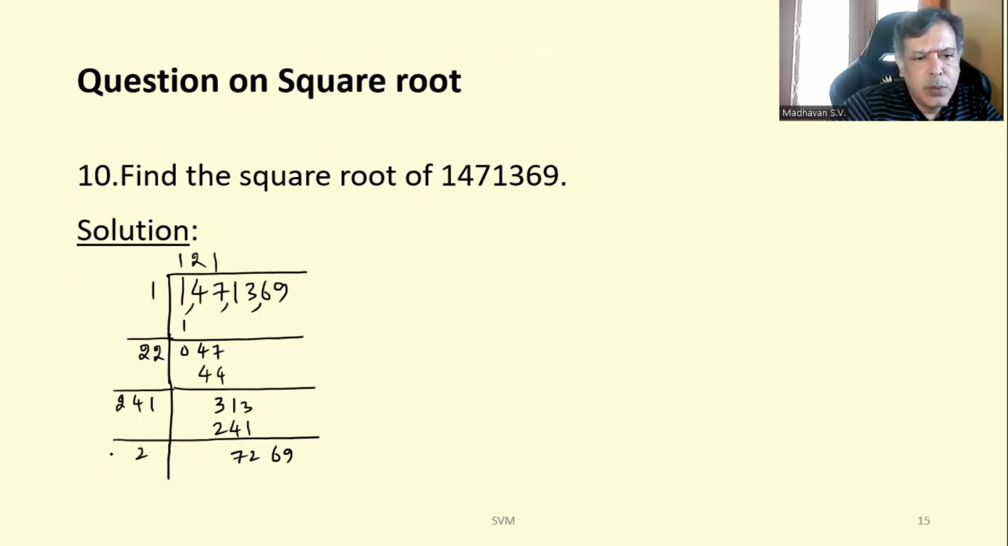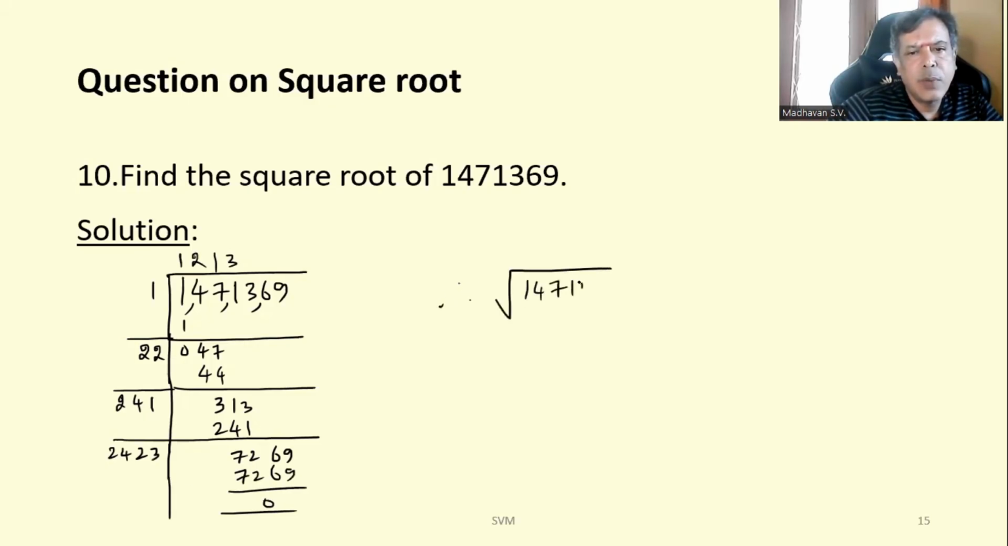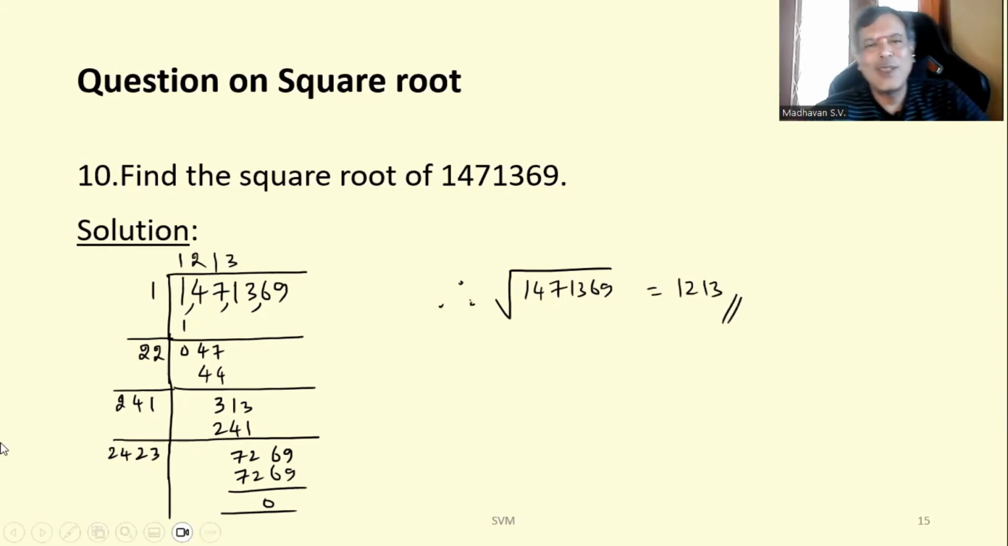121's double will be 242. Now, whatever number I put, I should put the same number. If I put 3, what will happen? 3 3s are 9, 3 2s are 6, 3 4s are 12. Yes, it is working. So 3, let me put. If I put that here, 72690. Therefore, the square root of 1471369 is equal to 1213. So that will be the result for this particular problem. So we'll meet again in the next part of this unit 1.